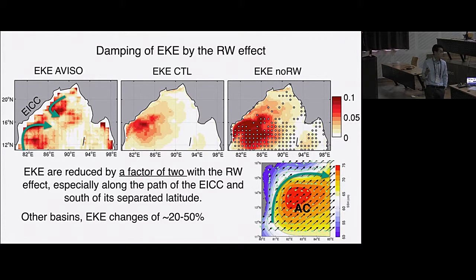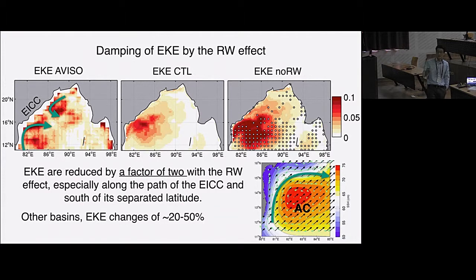It's about 100%. And this is a model and Aviso-based eddy kinetic energy. There are some discrepancies between model and observation, but you can see that there's enhanced eddy kinetic energy along the western boundary of the basin. So this is the EICC and the separation of the EICC. The model seems to capture some of the separation of the EICC, but doesn't capture much of the northern part of the EICC. But the difference is, again, quite striking between the simulations.